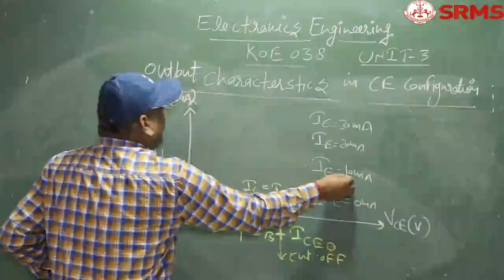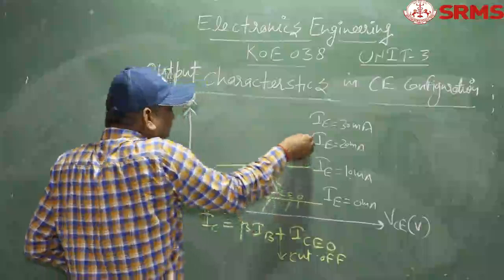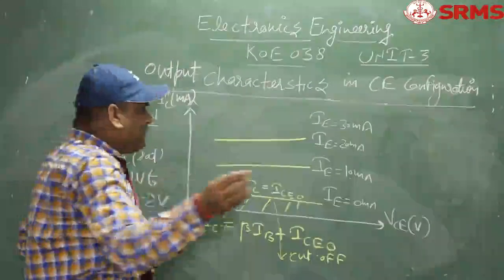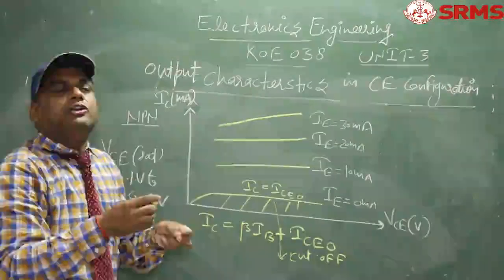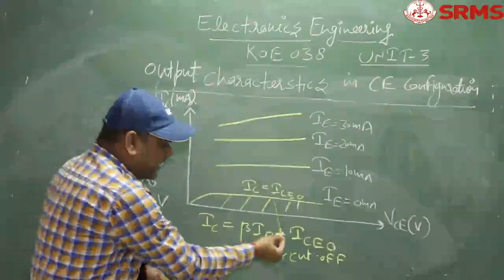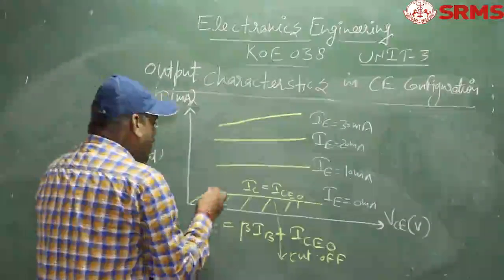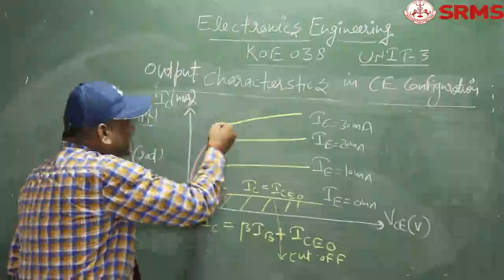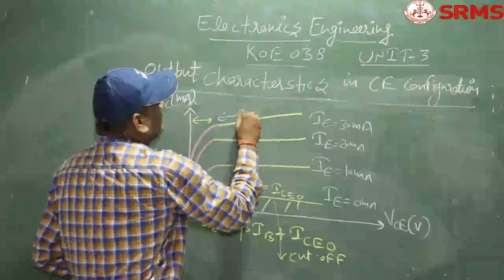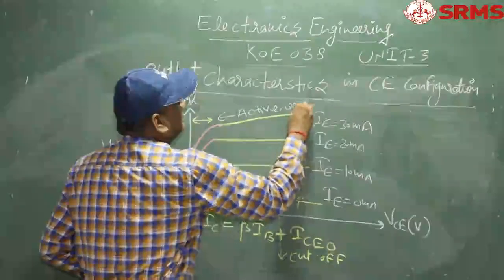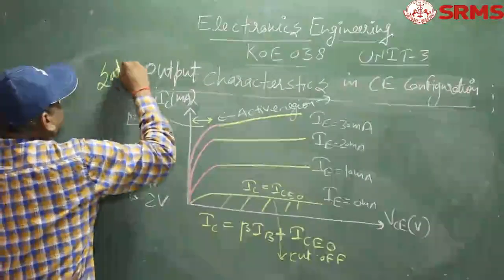And if IB is equal to 10 milliampere, that means IC is also equal to 10 milliampere. If IB is equal to 20 milliampere, IC is also equal to 20 milliampere. If IB is equal to 30 milliampere, IC is also equal to 30 milliampere. We have introduced some slope because there is an addition of the collector to emitter leakage current. In the saturation region, what is going to happen? The current is going to decrease and decrease. So this region is defined as the saturation region. This region is defined as the active region. And that region is known as the saturation region.